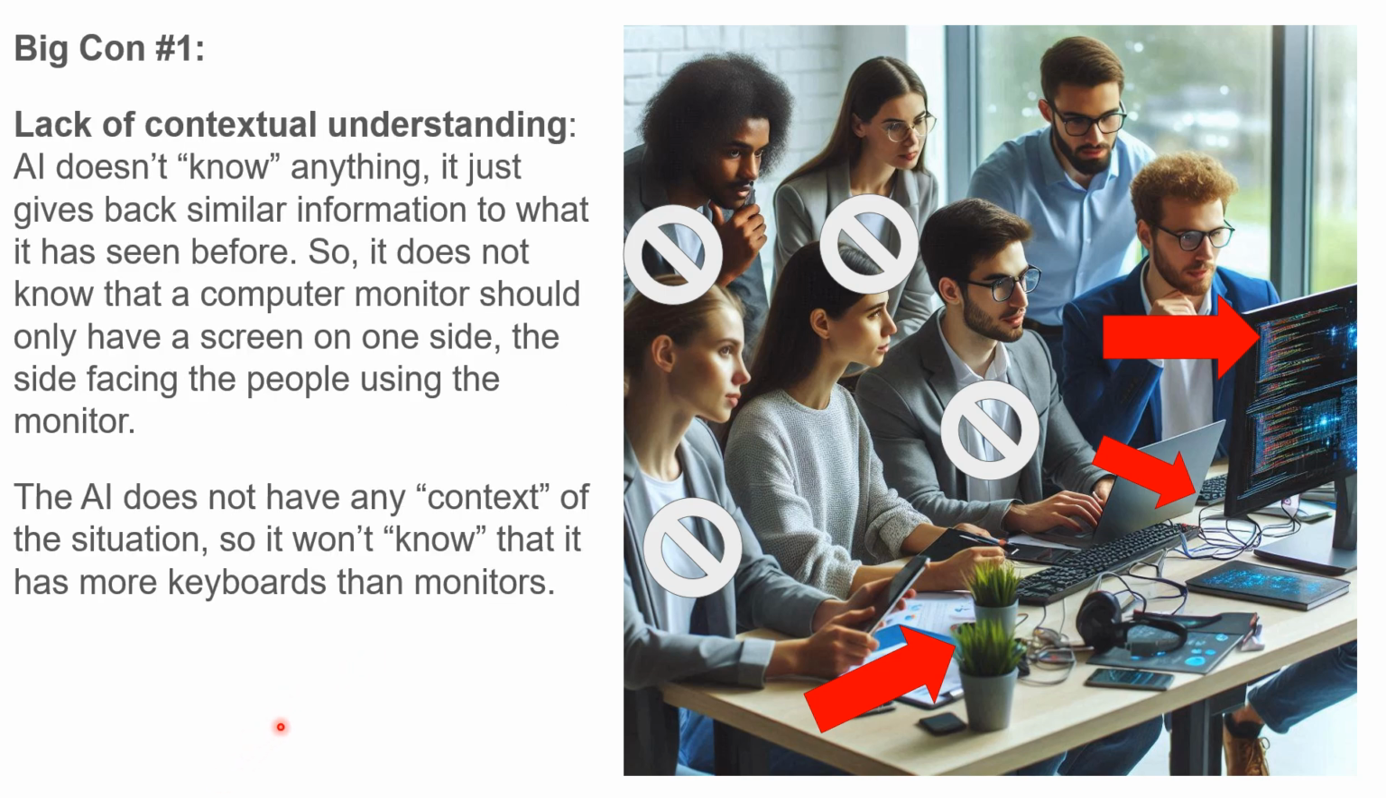So, big con number one, lack of contextual understanding. AI doesn't know anything, it just gives back similar information to what it has seen before. So, it does not know that a computer monitor should only have a screen on one side. As you can see here, the side facing the people using the monitor is the side that should show information. The AI does not have any context of the situation, so it won't know that there are more keyboards than monitors. It doesn't know how computers work, so how could it?